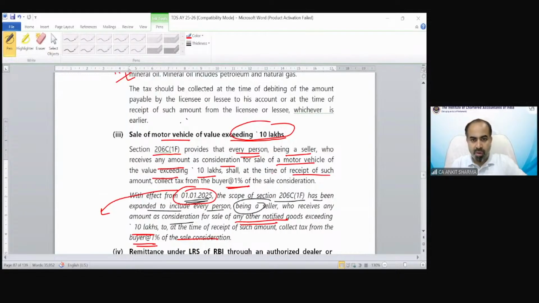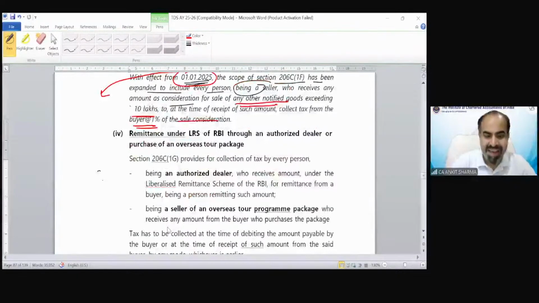Okay. So remittance under LRS of RBI through an authorized dealer or purchase of an overseas tour package. So if you are going to exchange your money through an RBI authorized dealer for the purpose of remittance of foreign currency, etc., or if you are going to purchase an overseas tour package, you are going to outside India for travel purpose in a package, then TCS would be applicable there.